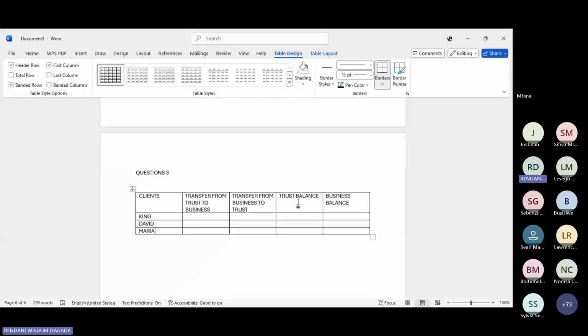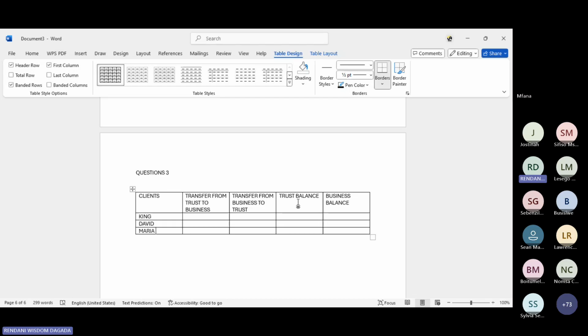Let's continue to the last two principles. The bracket in the business balance means that it's money that was over transferred. That money is not supposed to be there if the bracket is under business balance. If there's an amount under business balance with a bracket, it means that money belongs to the trust. It's not supposed to be in the business account.